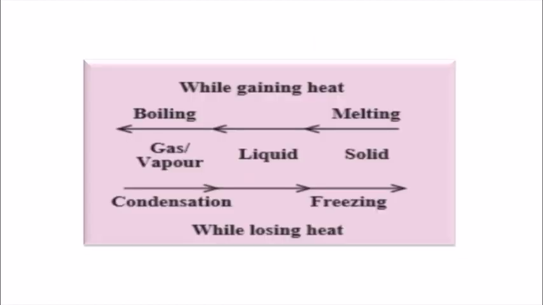Now when water vapor starts to cool and is converted back to water again, this is called condensation, and condensation of water vapors also takes place at 100 degrees Celsius. So we can say that the boiling point and condensation point of water are the same, that is 100 degrees Celsius.